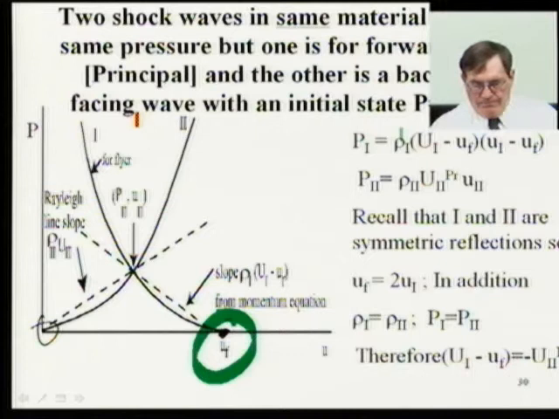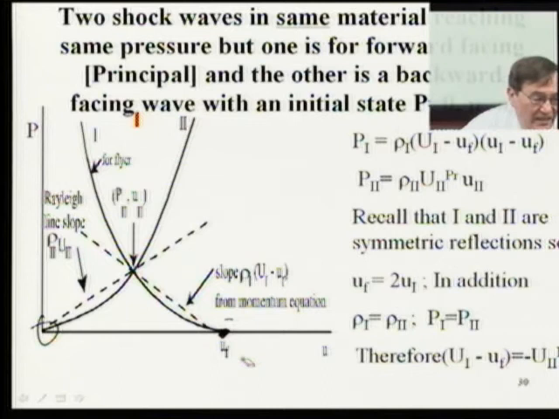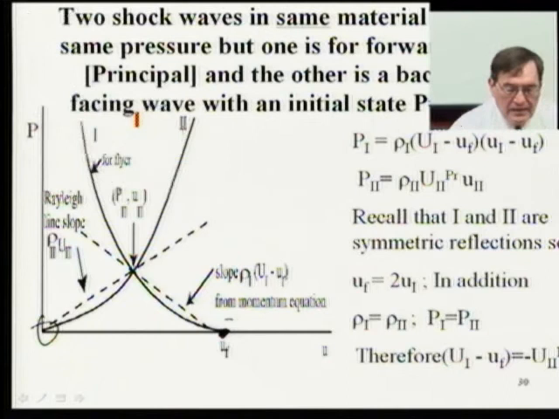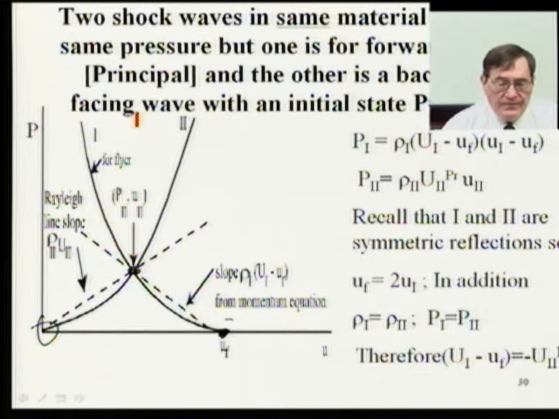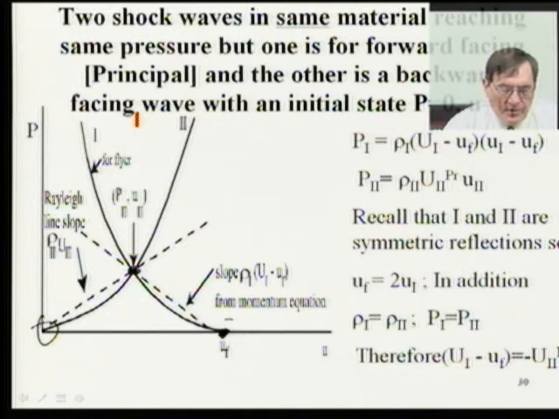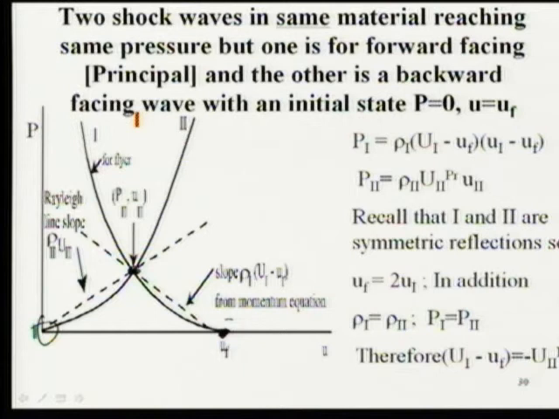But if you notice, there are two ways of getting to this pressure point. Here, P2. Well, first of all, the single shock goes up this Rayleigh line, and the point here is the pressure P1. I'm sorry, it's P2. I've gotten myself confused. Yeah, it says P2 here.